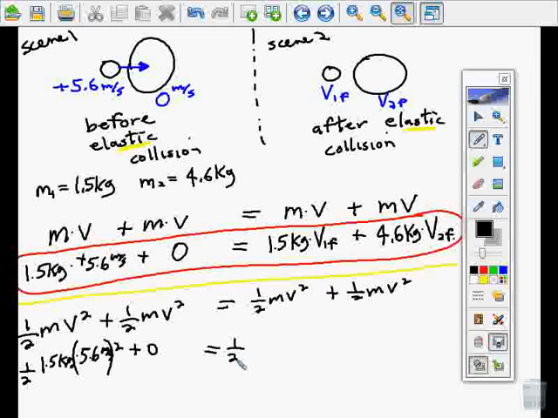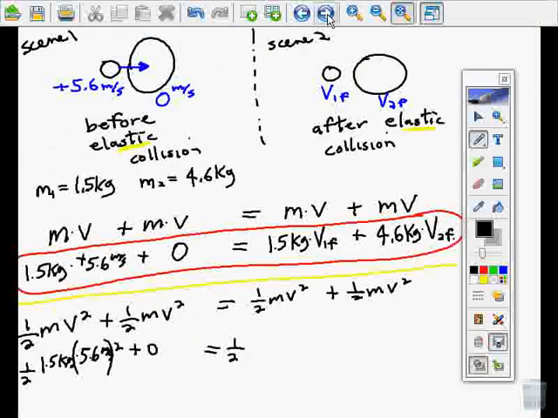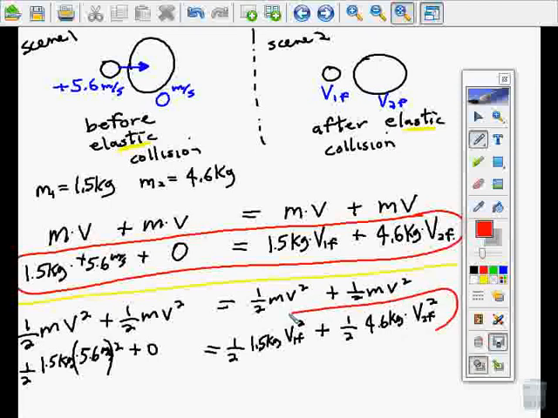No. Because this is right before it hits the other guy. And we figured out from part A that right before it hits the other guy, it's going 5.6 meters per second. So this is going to be 1/2 times 1.5 kilograms times v1f squared plus 1/2 times 4.6 kilograms times v2f squared. And now we have our second equation.